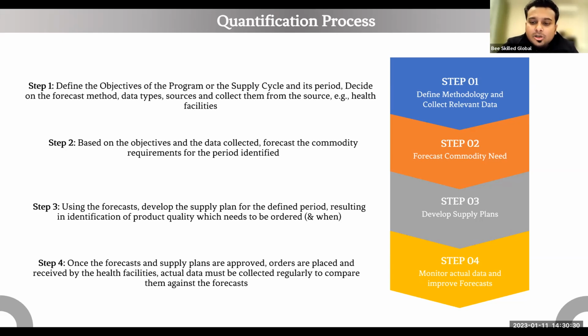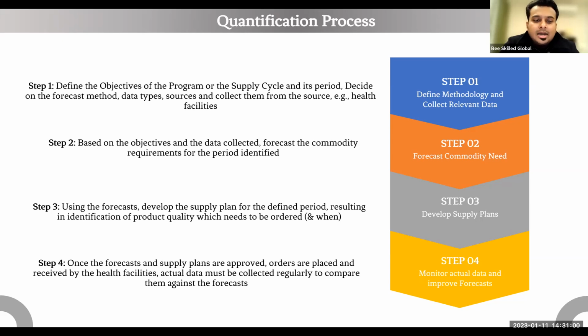And then finally, once your forecast and supply plans are approved and procurement has started, there is a step 4, which a lot of people miss. Step 4 is monitoring data and monitoring the forecasts and supply plans to understand their accuracy and keep editing them for the future. That is a very important step. And we will also look today at how you can measure the accuracy of forecasts.